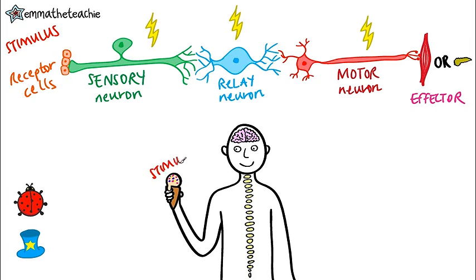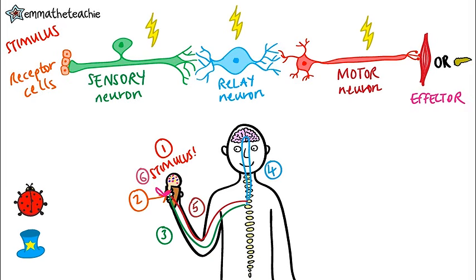Let's look at an example. So here our stimulus is some cold ice cream dripping onto a finger. The skin cells in the finger are going to detect that, and they're going to trigger an electrical impulse to be passed on the sensory neuron. This then passes onto the relay neuron, which is in the central nervous system, the spine and the brain. The impulse passes through the motor neuron and then to the effector. In this example, the muscle in the finger would move away from the dripping ice cream.